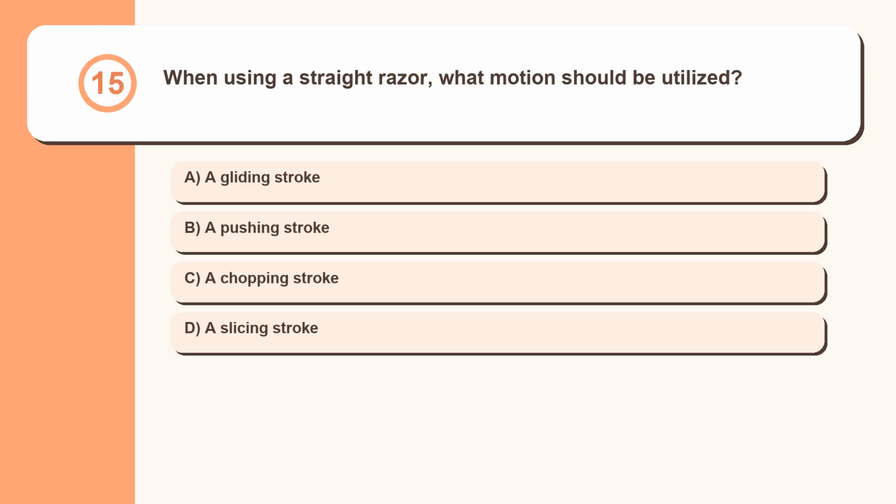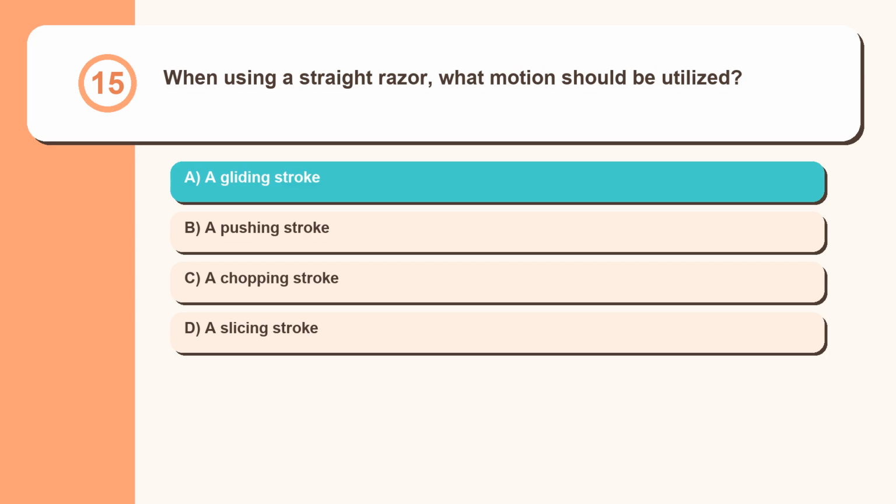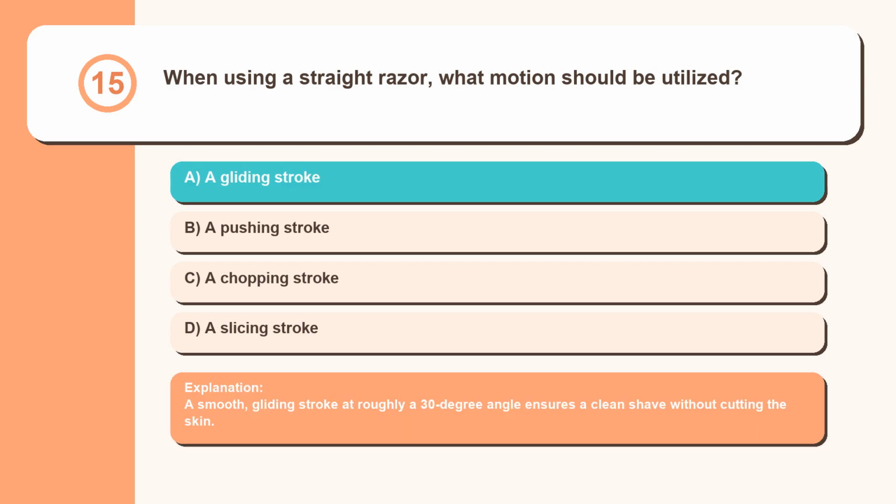Question 15. When using a straight razor, what motion should be utilized? A gliding stroke, a pushing stroke, a chopping stroke, a slicing stroke. A smooth, gliding stroke at roughly a 30-degree angle ensures a clean shave without cutting the skin.